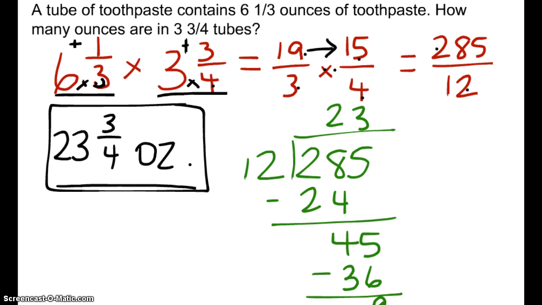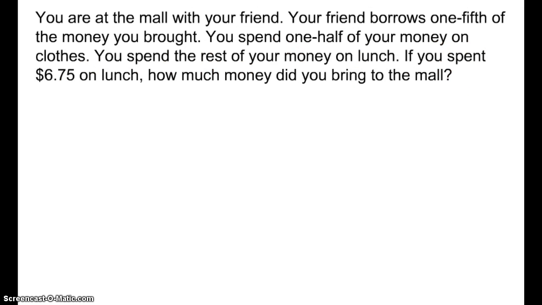Then you're going to divide 285 by 12, and you get 23 with 9/12 remaining, and 9/12 simplifies to 3/4. You might need to watch this one again, but make sure you understand this one. And here is your last problem. Write this problem down. See if you can solve it. Hint, draw a picture. Okay, I'm just going to model this one as I go.